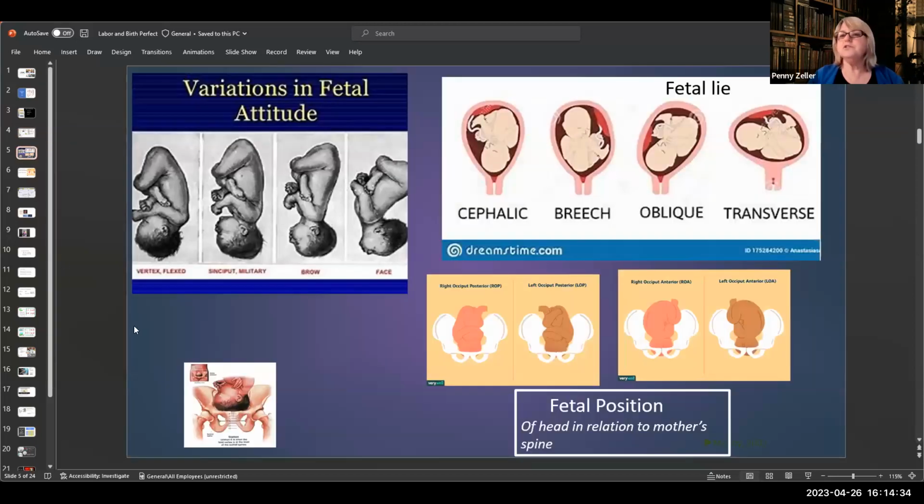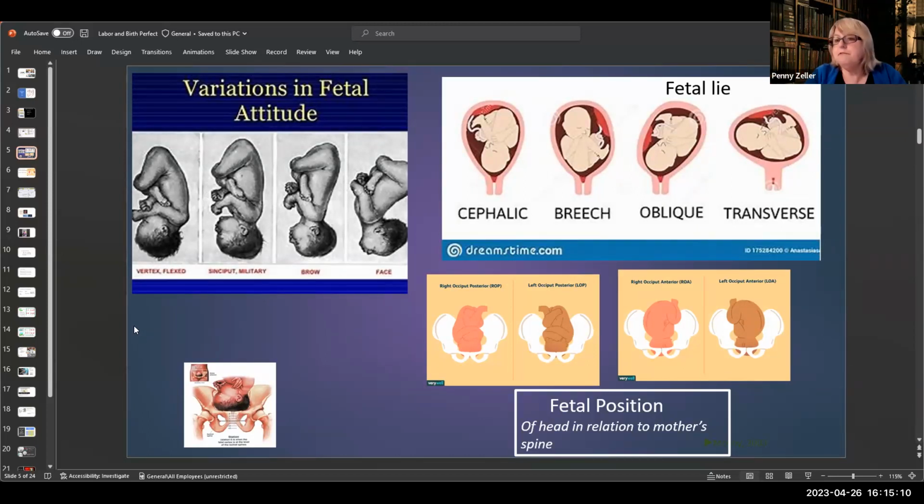Okay, so this is what the different things about the fetus, the different lie, the different positions and attitudes. Let's start with the attitude. The attitude just refers to, is the fetus flexed, the head bending forward, and the arms and the legs flexed. This is the best attitude for a fetus to transgress through that birth canal, the flexed position.